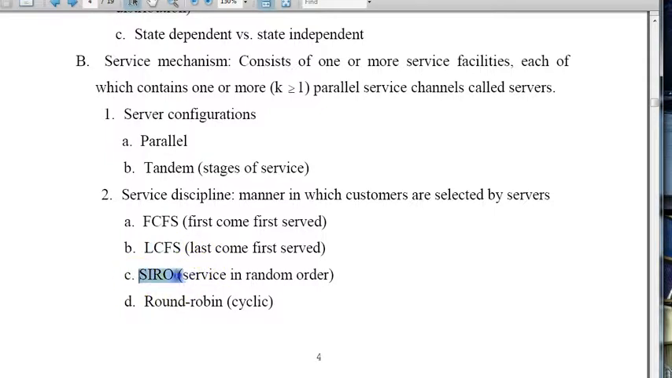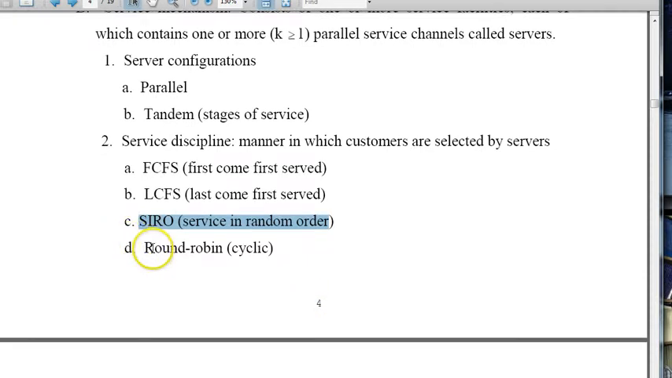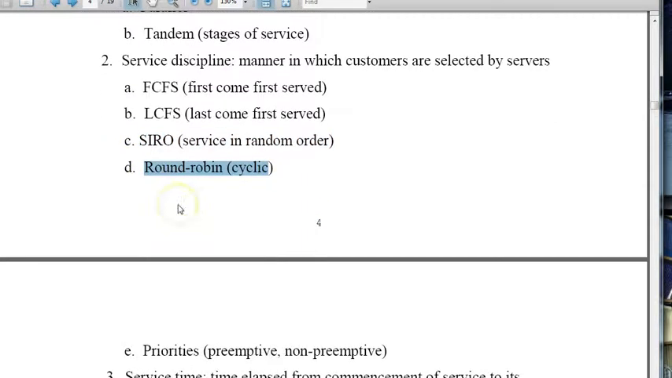With service in random order, where customers are selected in random order, or in round robin, cyclic service. This is what large computers or supercomputers use to provide service for different programs that want to run, which basically gives one little quantum, one thousandth of a second to one job, and then gives the same amount of time to the second job, and so on, and then it keeps rotating among all of them.